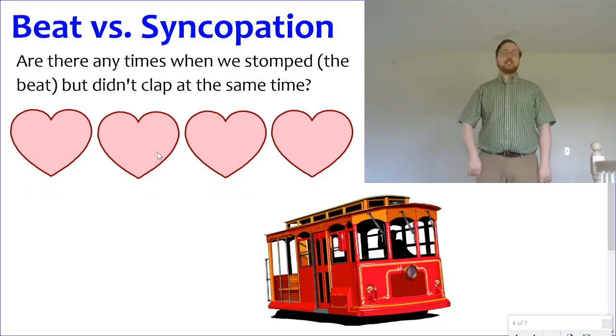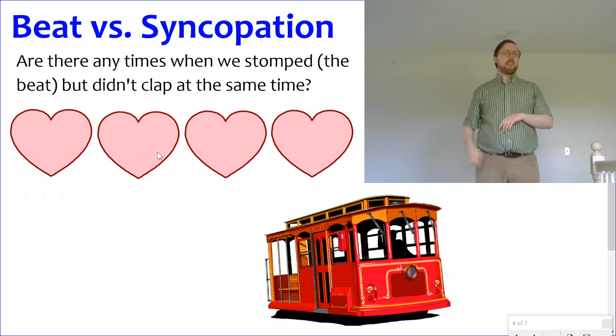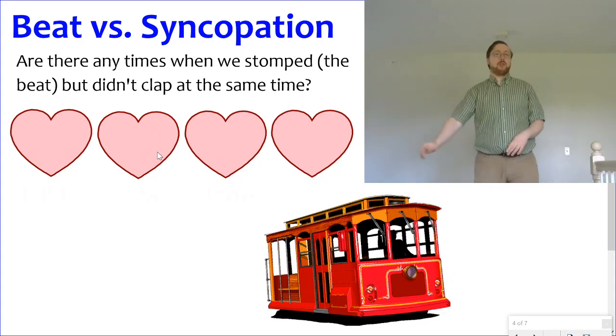Let's try Liza Jane again, a little slower, singing, beating our feet, rhythm in our hands, and see if you notice any times when it might not line up, where we would stop the beat, we didn't clap at the same time. It was a little offset. Let's go slow. Ready? 1, 2, beat in feet, rhythm in hands, go.